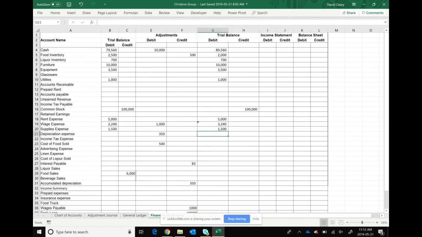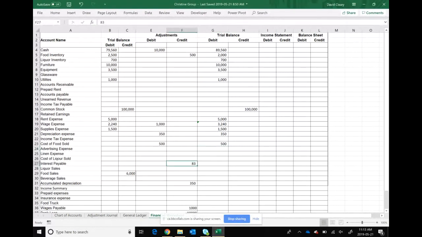Our depreciation expense had a zero balance and now has increased by $350, so we give it a debit balance of $350. We had zero income tax. We had no cost of food originally, but it has been adjusted for a debit balance. Oops, sorry, I put the 350 in the wrong column here. There we go. And the $500 we keep.